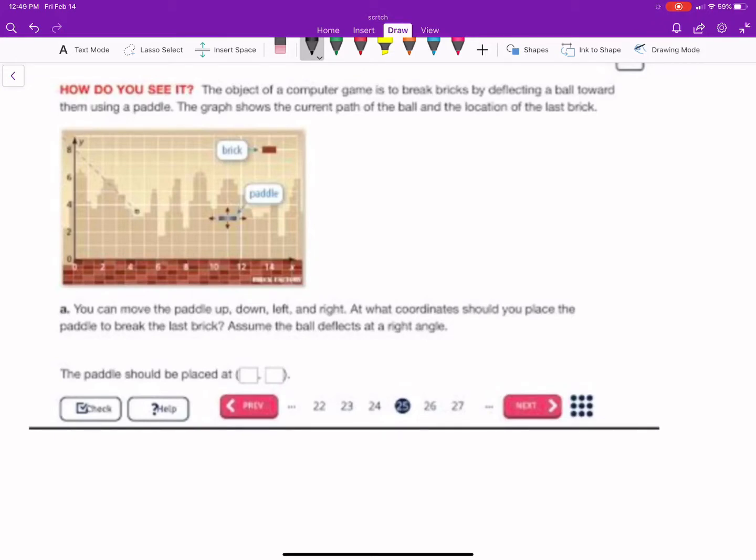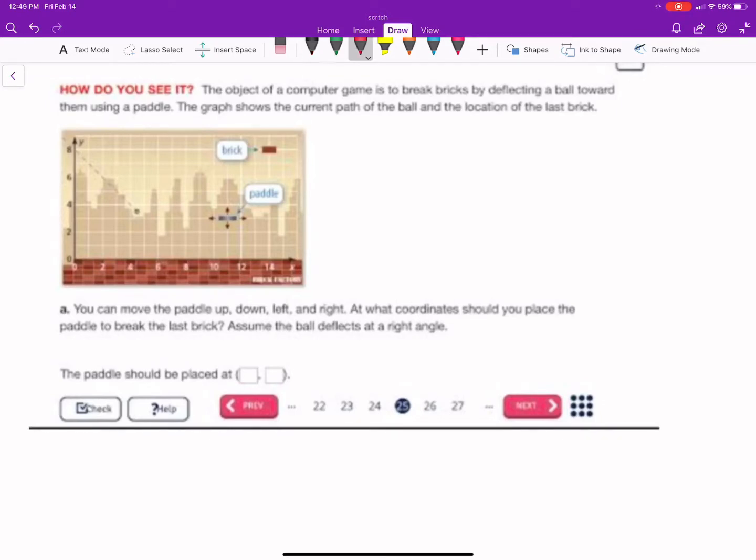So the first question says, the objective of a computer game is to break a brick by deflecting a ball towards them using a paddle. The graph shows the current path of the ball and the location of the last brick. You can move the paddle up, down, and left to right. At what coordinate should you place the paddle to break the last brick? Assume the ball deflects at a right angle.